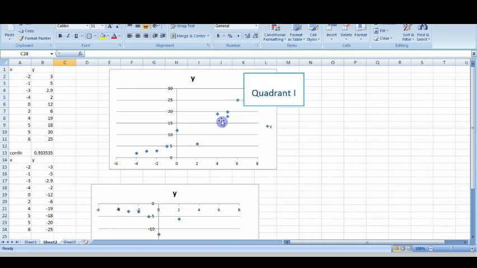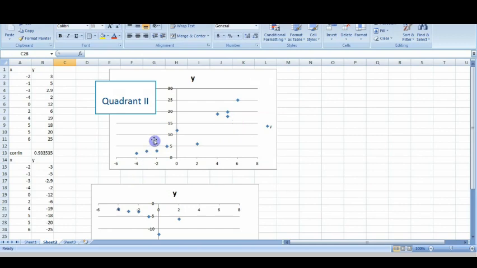So, in the first quadrant, both x and y are positive. So the product of the two deviations from their respective means will be positive in the first quadrant. In this quadrant, which is called the second quadrant in coordinate geometry, x is negative and y is positive. So in this quadrant, the product of the two deviations is going to be negative.